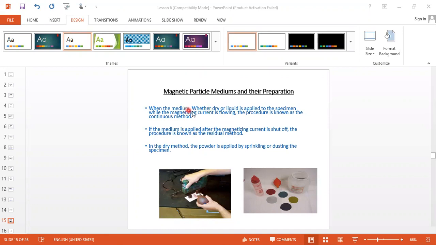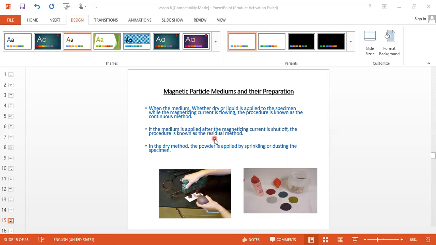Now, when the medium, whether dry or liquid, is applied to the specimen while the magnetizing current is flowing, the procedure is known as continuous method. This is the definition of continuous method. Your medium, it doesn't matter either dry or liquid, is applied to the specimen while the magnetizing current is flowing. Means when current is flowing, we are applying medium. That is known as continuous method.